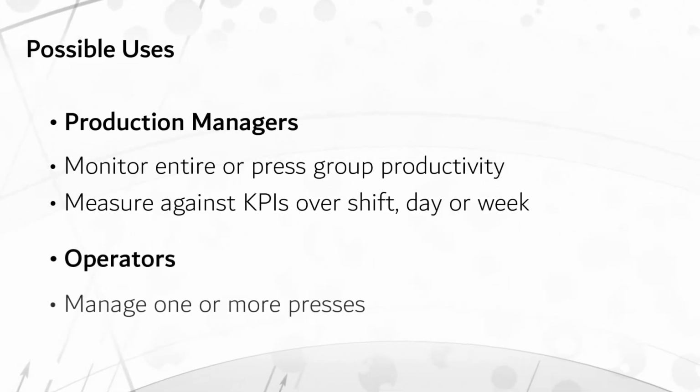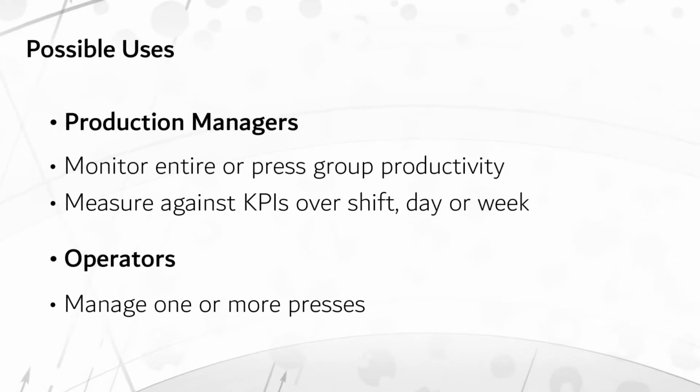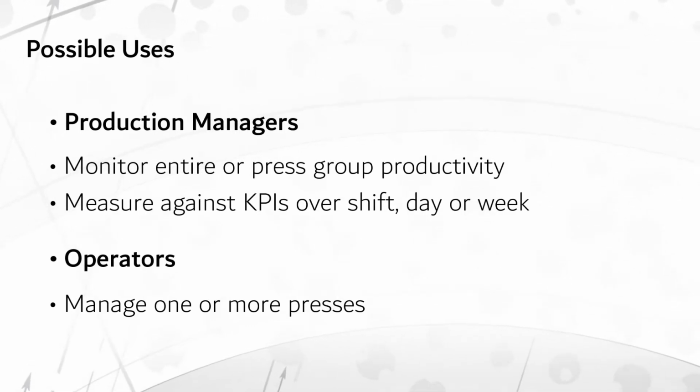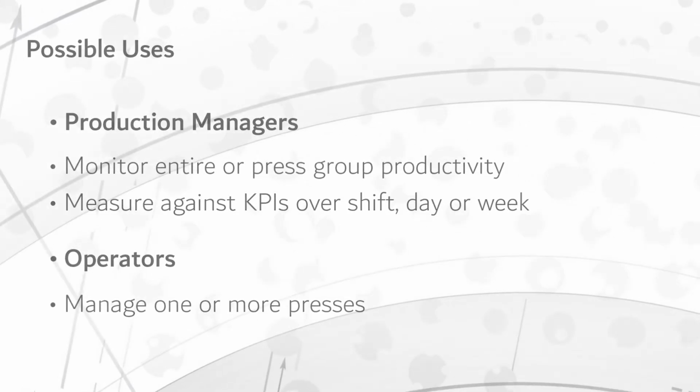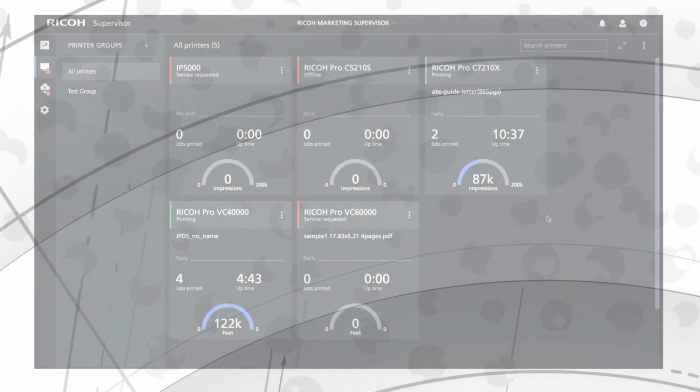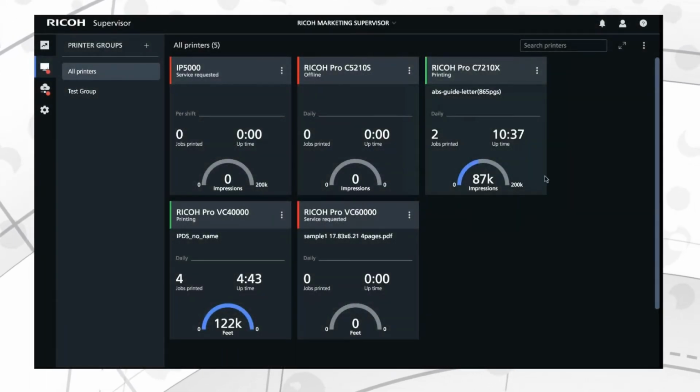Operators can use it to manage multiple presses effectively. RICOH Supervisor has a large display mode which makes it easy to see press statuses at a glance from across the floor when displayed on a large monitor, so that operators know which presses need attention now.